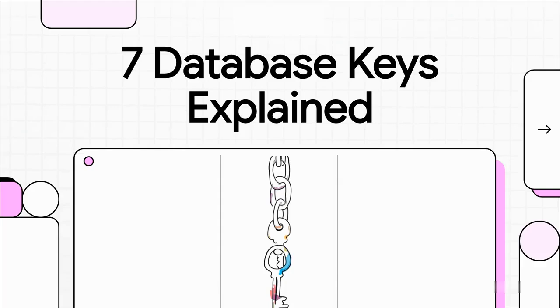Have you ever stopped to wonder how the digital world actually keeps track of, well, everything? I mean, from your social media feed to your Amazon cart, it's all just data. And that data needs to be organized, like, perfectly. Today, we're going to unlock that secret. Let's dive into the 7 types of database keys that make it all possible.